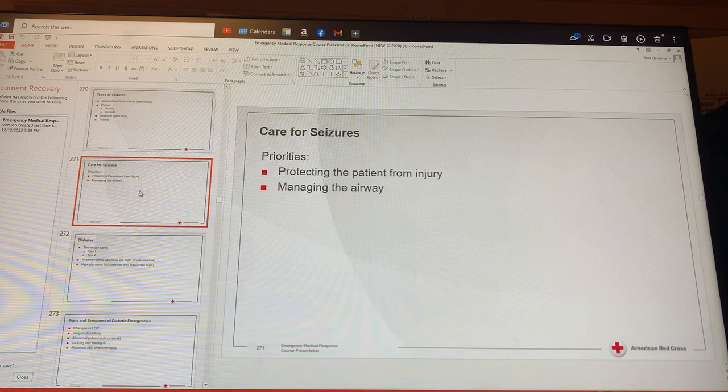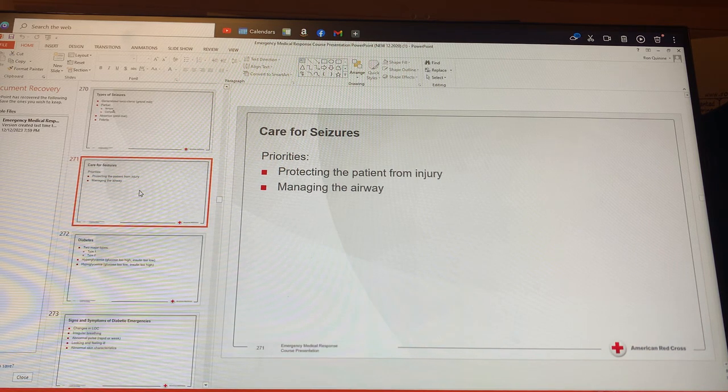Providing care for seizures. Priorities: protecting the patient from injury, managing the airway. Seeing someone have a seizure may be intimidating, but you can easily care for the patient. The patient cannot control any muscular contractions that may occur, and it is important to allow the seizure to run its course, because attempting to stop it or restrain the patient can cause musculoskeletal injuries. Okay?